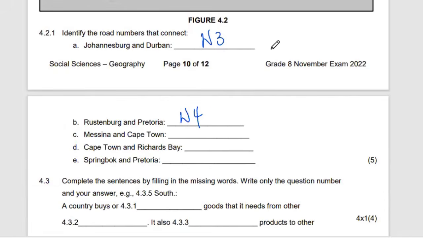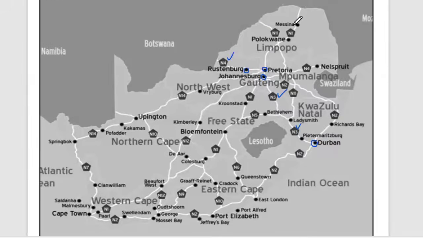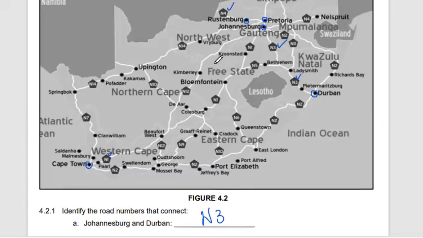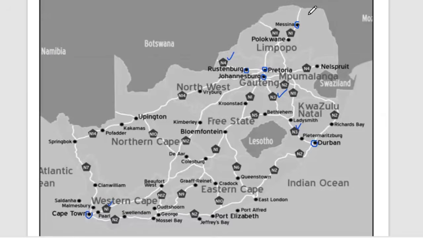Messina and Cape Town. We understand Messina is on the extreme north, and then Cape Town is on the extreme southwest. The road that connects them is the N1. We are seeing the N1 stretching from Cape Town, getting into Beaufort West, going along to Colesberg, into Bloemfontein, Kroonstad, Joburg, Polokwane, and finally at Beitbridge it crosses to Zimbabwe. So that's the N1.